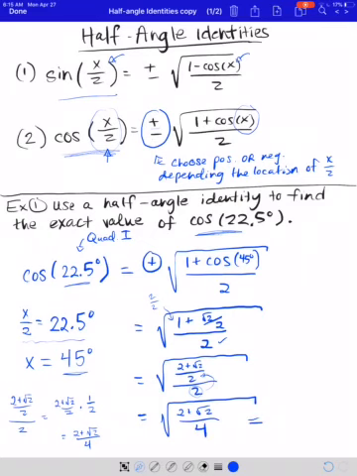And then to finish simplifying, well, if I take the square root in the numerator, that'll give us square root of 2 plus radical 2. And then in the denominator, square root of 4 just gives us 2. And this would be our simplified answer.